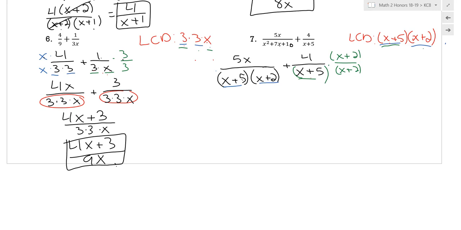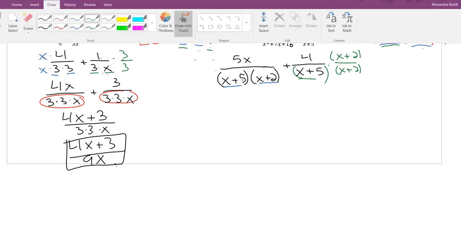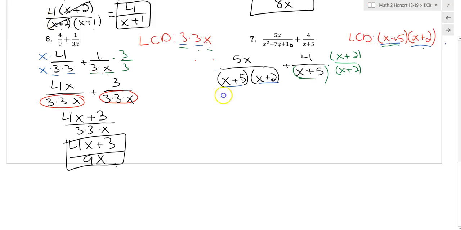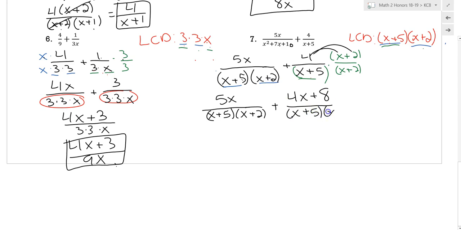I'll put that in parentheses so I remember that those are 2 different factors. Okay. So now writing this out, we have 5x over x plus 5, x plus 2, plus, we get to distribute 4x plus 8. It's not subtraction, so I don't have to worry about changing any signs. So I'm just going to combine my like terms. 5x plus 4x is 9x.